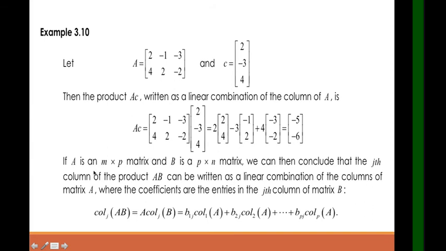If A is an m by p matrix and B is a p by n matrix, we can then conclude that the jth column of the product AB can be written as a linear combination of the columns of the matrix A, where the coefficients are the entries in the jth column of matrix B. So column j of AB is equal to A times column j of B, which is B sub 1j column 1 of A plus B sub 2j column 2 of A plus ellipsis plus B sub pj column p of A. It is just a representation of this definition.